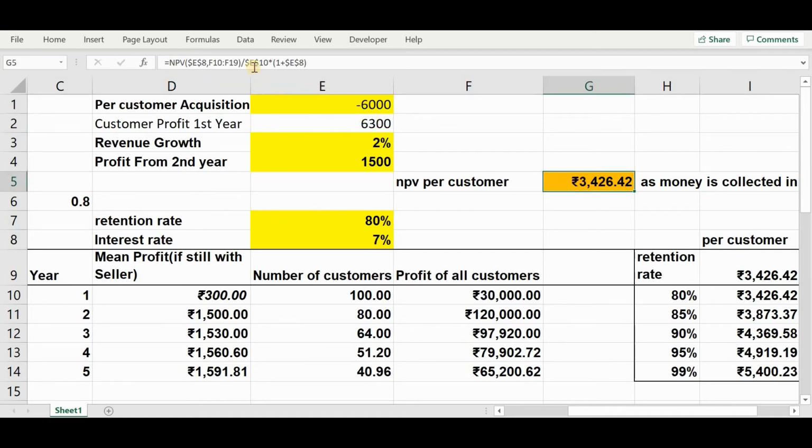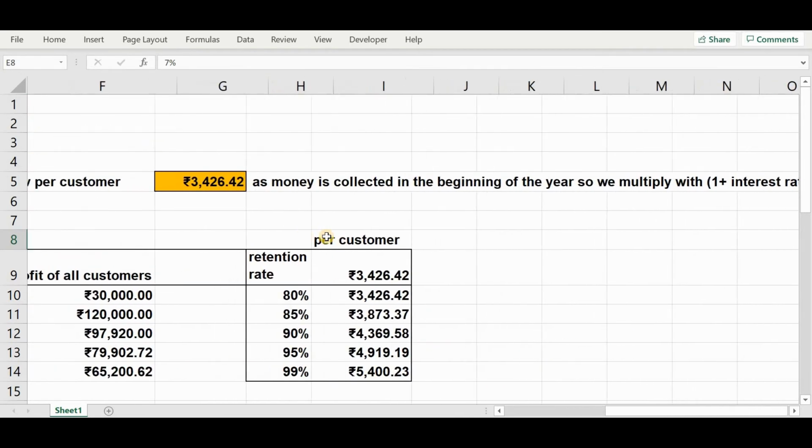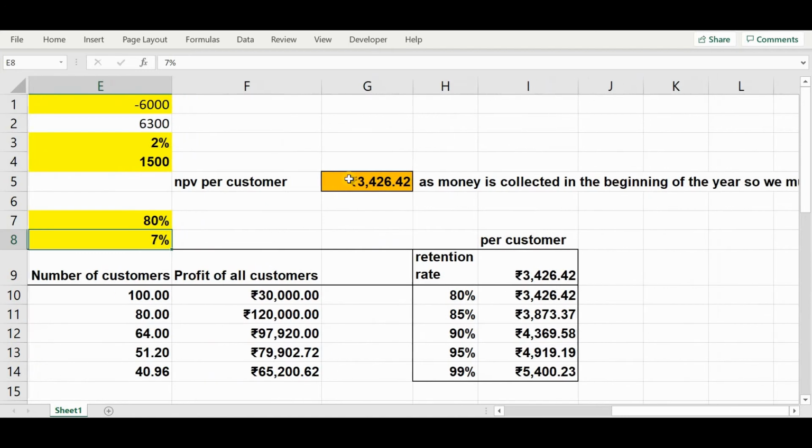Now let's see the formula again. Let me tell you what this 1 plus E8 is. Here, the interest rate has been considered as 7%. In NPV, we have to specify whether the money is obtained right at the time of closure or at the end of the year. Here, money will be collected right at the beginning of the year, so we are multiplying by 1 plus interest rate.